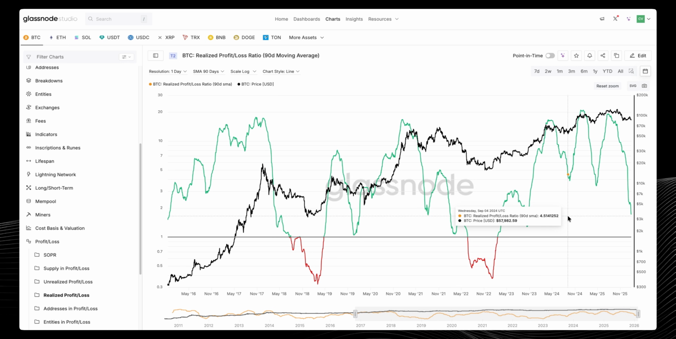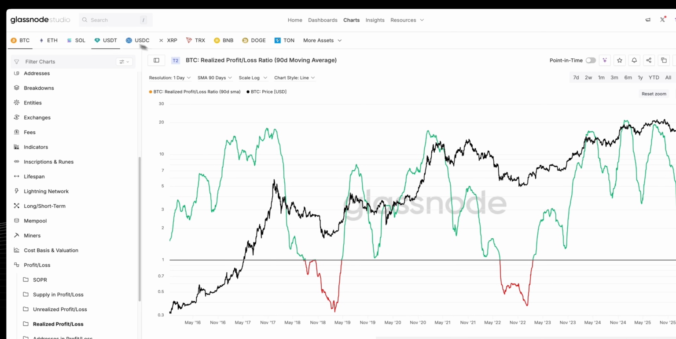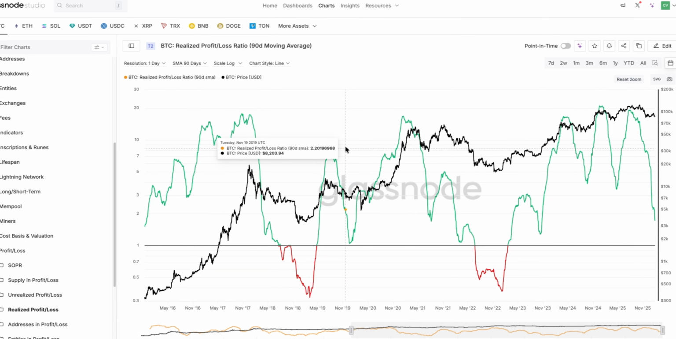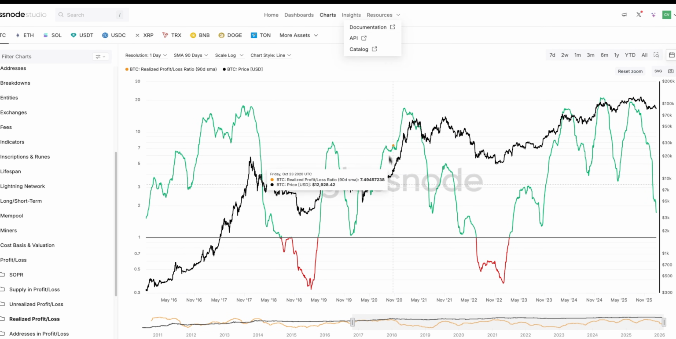Until then, you can check out this metric under realized profit and loss ratio. You can search for it in the search bar. And if you have any questions, you can find more content in the resources under documentation.